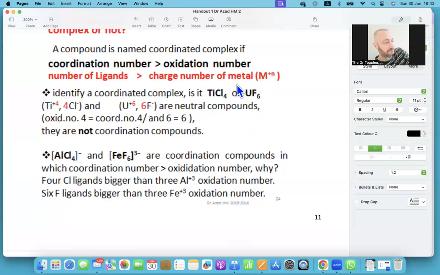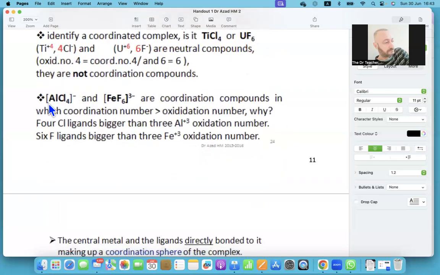Now we come to the uranium fluoride. Here the overall charge is 0, but let's look inside the molecule. There are 6 fluorines, which means -6, and the coordination number, the bonding number, is 6. So 6 and 6, they are equal. Nothing is bigger or less. So now these are not coordination compounds, both of them.